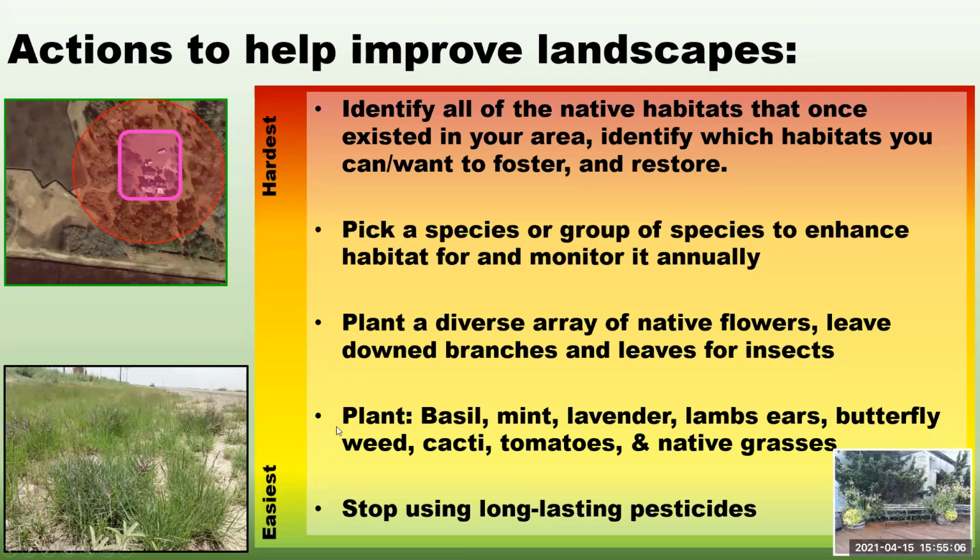Another easy thing you can do is plant basil, mint, lavender, lamb's ears, butterfly weed, cacti, tomatoes, anything that blooms and grows easily pretty much, and native grasses instead of turf lawns. Plant a diversity of native flowers, leave down branches and piles of leaves for insects to carry on their life cycles. What makes it hard is you have to organize this so it doesn't look messy, but is still useful to the bees.